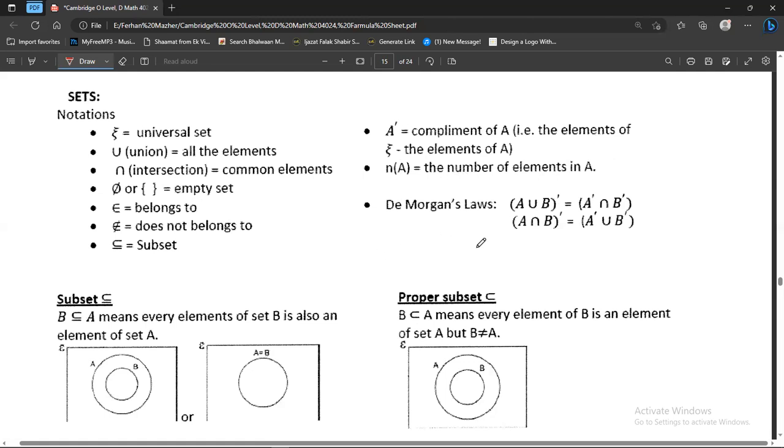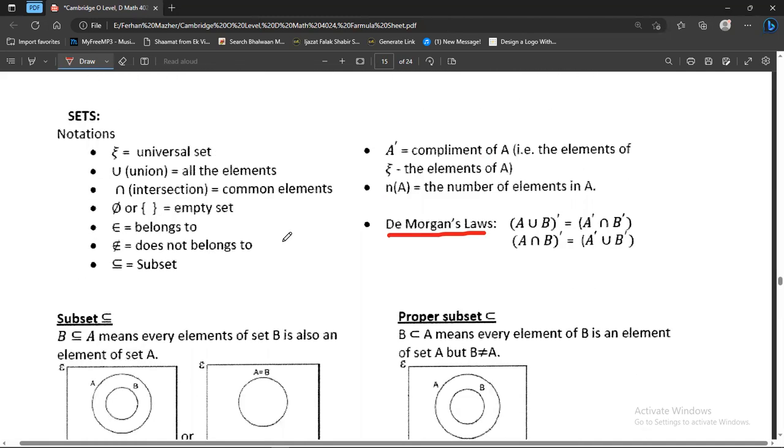De Morgan's law says that (A union B) whole complement is equal to A complement intersection B complement, and (A intersection B) whole complement is equal to A complement union B complement. These equations are used, but this name is not used in O levels. But in other courses, we properly use this name, De Morgan's law.